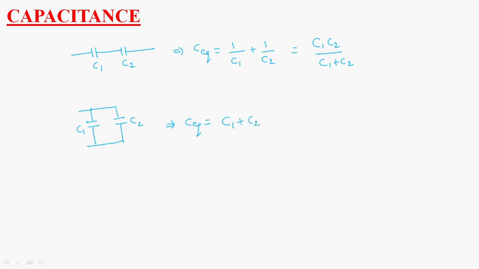This is just inverse to that of the resistor connection. In the case of resistors, if two resistors are connected in parallel, the formula will be this one, and when they are connected in series, the formula will be this one. Here in the case of capacitance, when two capacitors are connected in series, the equivalent capacitance is C1 C2 by C1 plus C2. If they are connected in parallel, it is C1 plus C2. This is about the concept of capacitance.